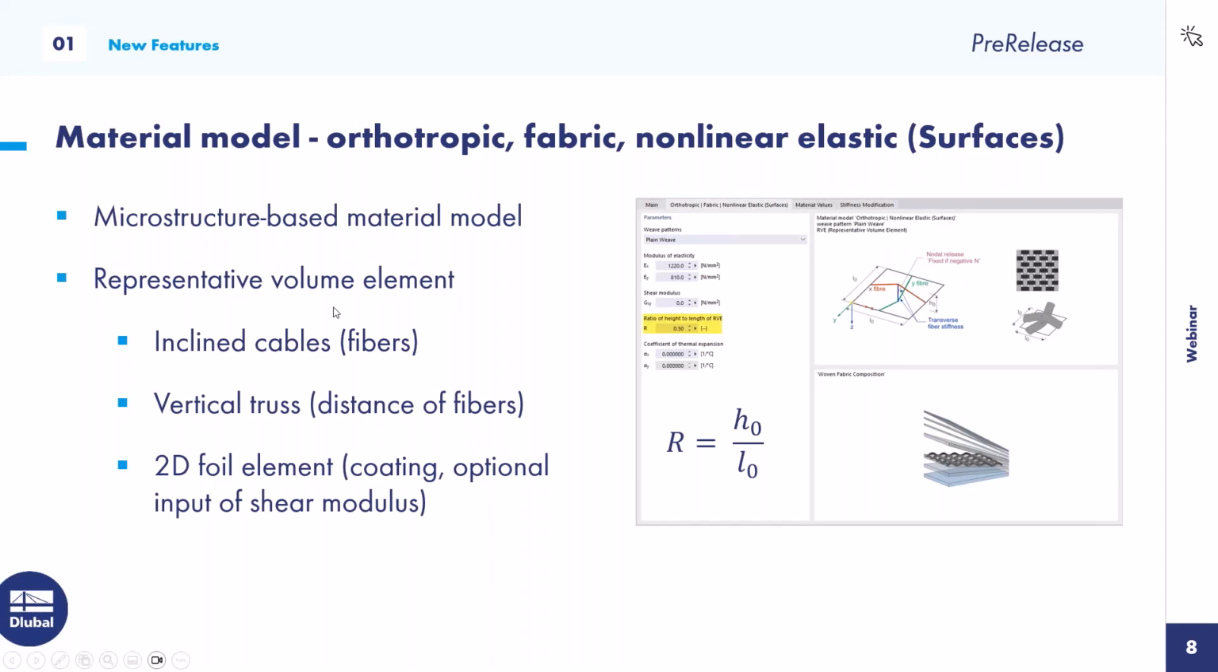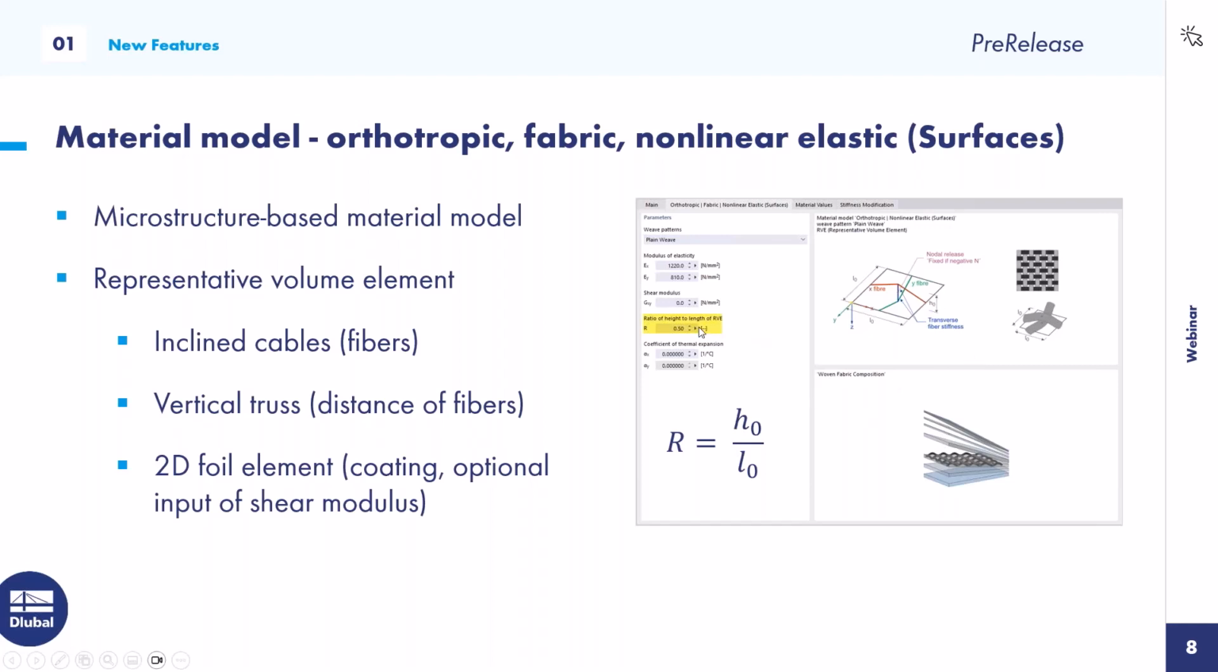And this is most likely modeled with inclined cables for the fibers due to the production, like it is woven. And we have some vertical truss between those fibers. And if you also want to apply a 2D foil element as a coating, you will have the option to enter a shear modulus, like you can maybe see in the sketch. The sketches will be improved, of course, but it should be possible to introduce you to the model system.